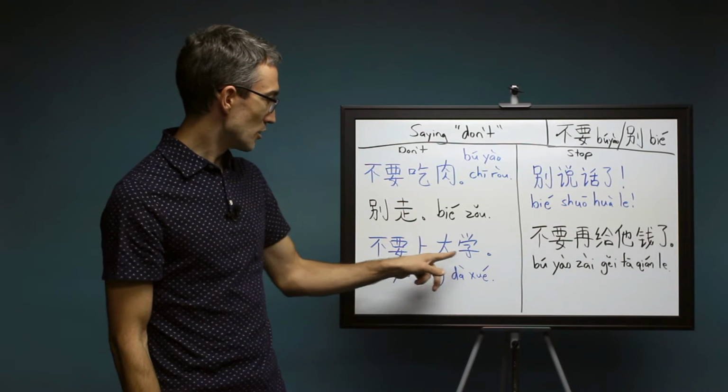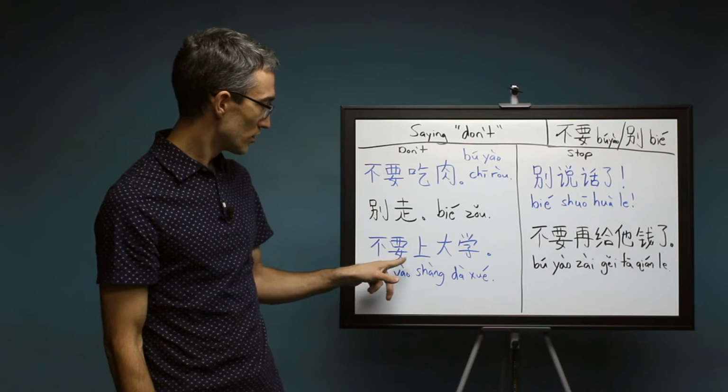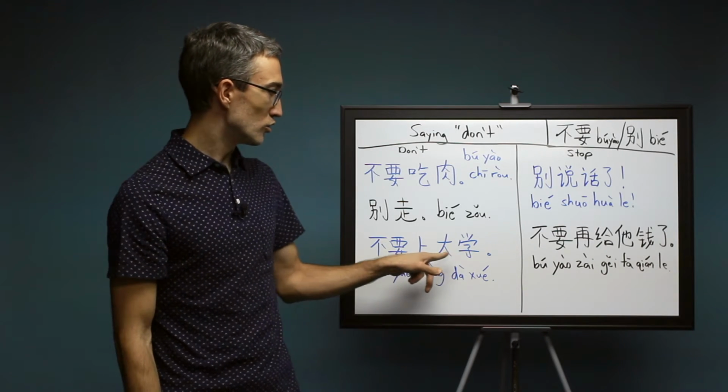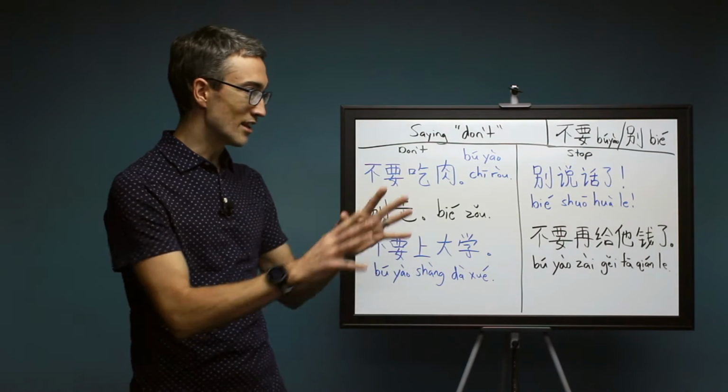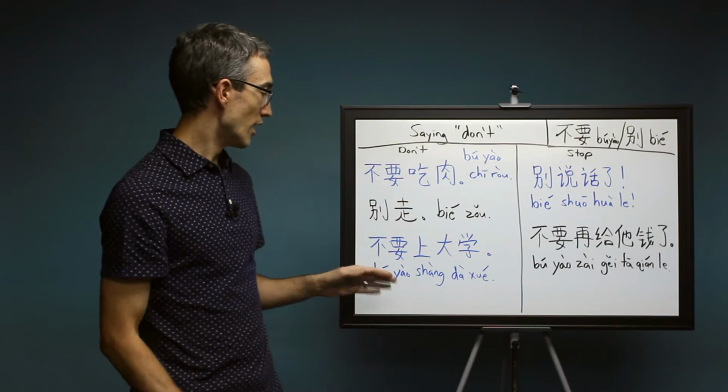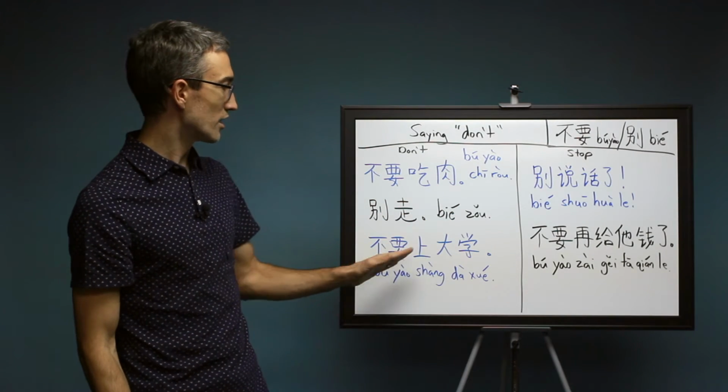不要上大学. Do not, don't. 上大学 means go to university. The person saying this is saying, don't do that, it's not a good idea. Don't do that. 不要上大学 or 别上大学.